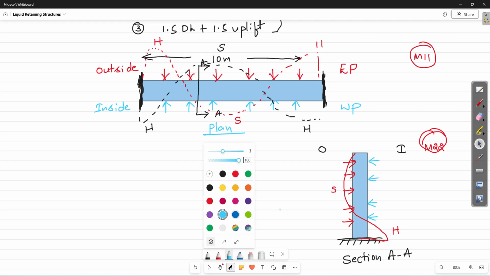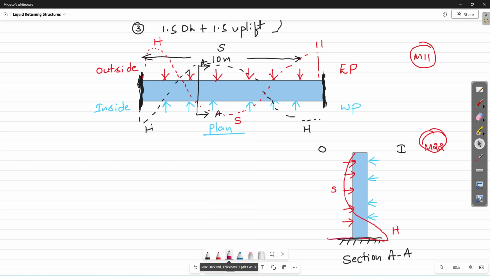Similarly for earth pressure, it will be reversed. Initially it will be hogging at the base, and at the mid span it is sagging. So this is hogging and this is sagging.